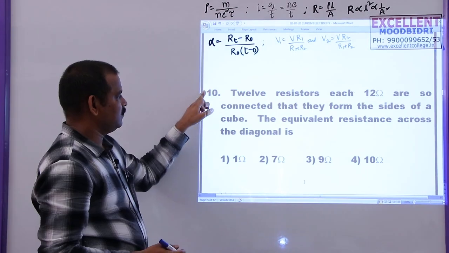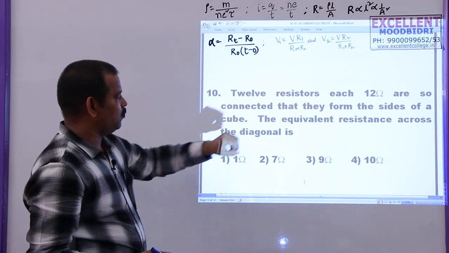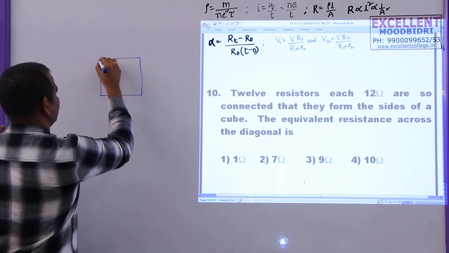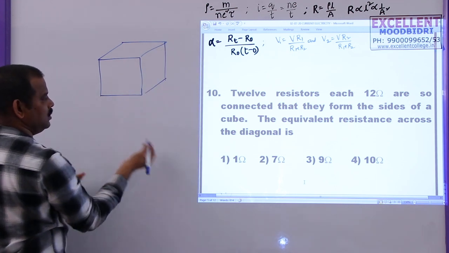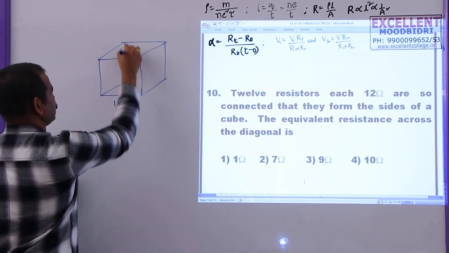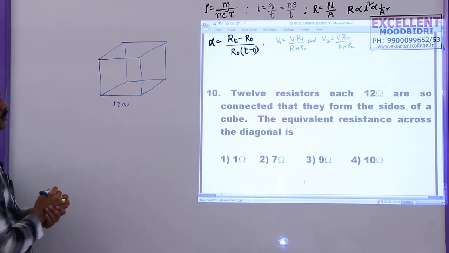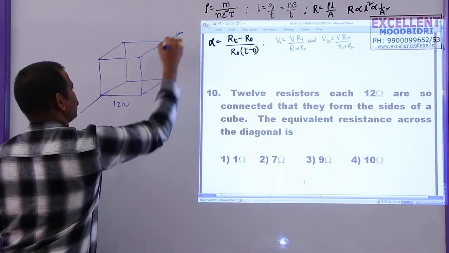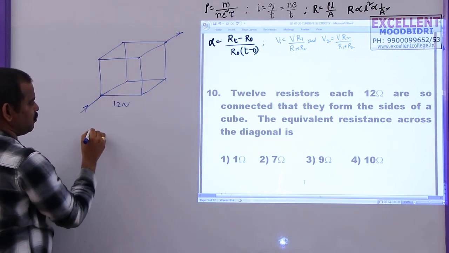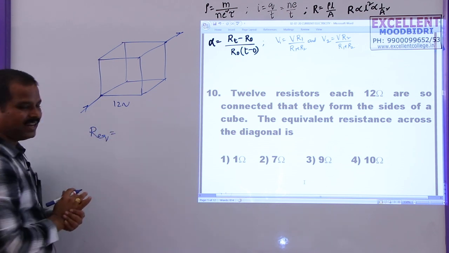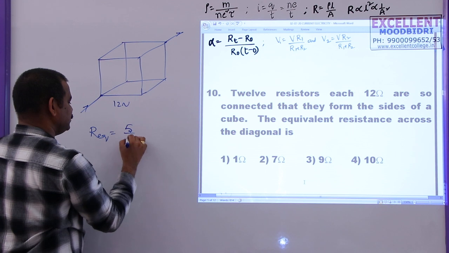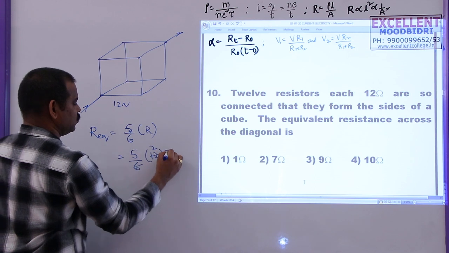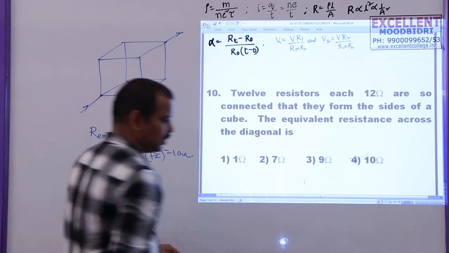Option 4 is correct. 12 resistors, each of 12 ohms, are connected to form the sides of a cube. So this is a cube, and these are the 12 sides. Each side has 12 ohms resistance. So this we call a skeleton cube. The equivalent resistance across the diagonal, between this point and the opposite diagonal point. In this we have a direct formula. The equivalent resistance of a skeleton cube is 5 by 6 times the resistance of each one. So 5 by 6 into R is equal to 5 by 6 into 12, which is 10 ohms. Option 4 is correct.